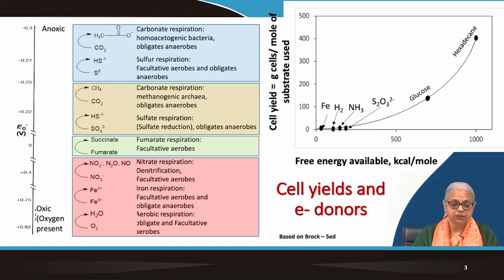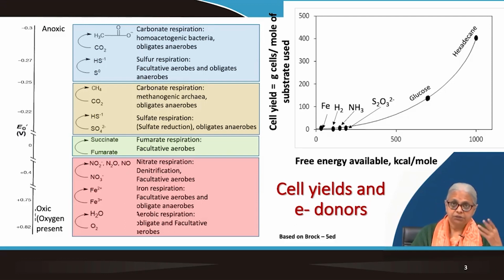So starting with anoxic conditions at the top, ending with oxic conditions at the bottom, you can see you have fermentation reactions where the delta E0 is going to be the lowest. So you have carbonate respiration, homoacetogenic bacteria, which I will talk about a little bit later, obligate anaerobes. So that is where the cell yield is the poorest, and the graphic on the right hand side is with oxygen as the terminal electron acceptor. It has the highest energy yield for that combination of electron donor and acceptor. All the others are going to be below that.